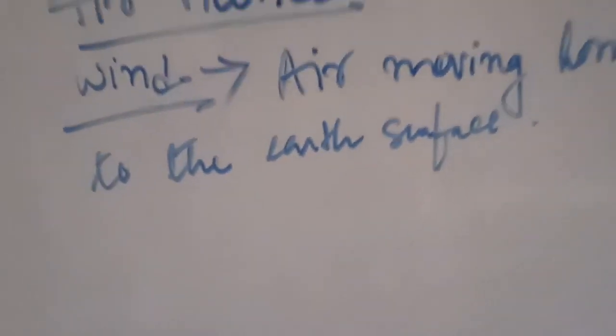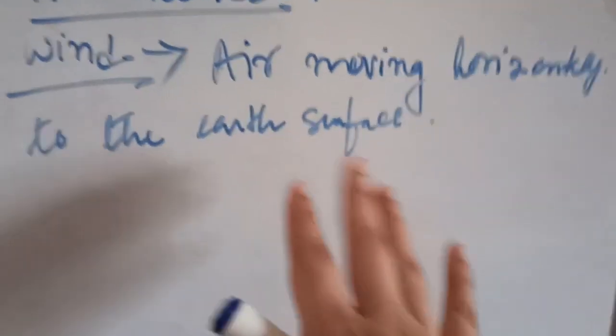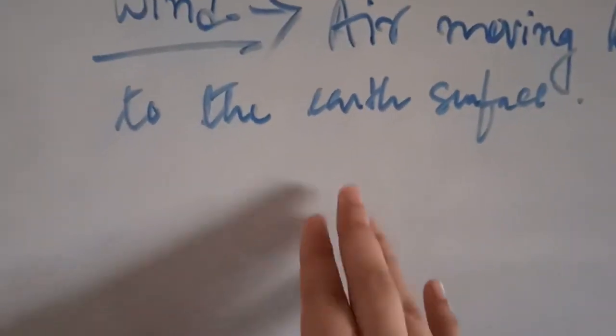So let us first see what is the definition of the wind. The air which is moving horizontally to the earth's surface, we are calling it as the wind. So what is wind? The horizontal movement of the air on the earth's surface, we are calling it as the wind.